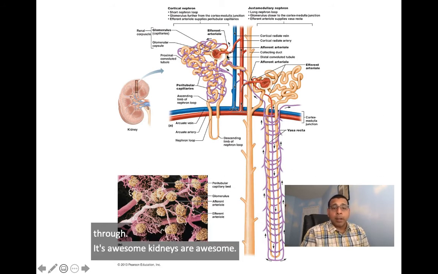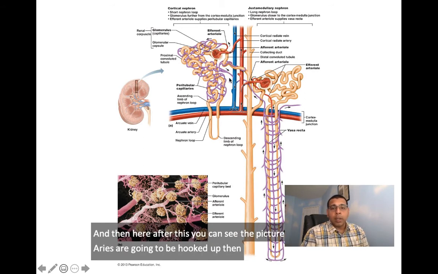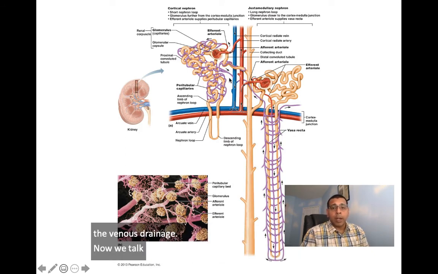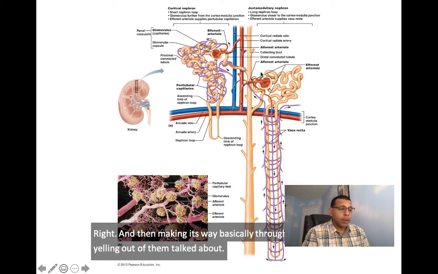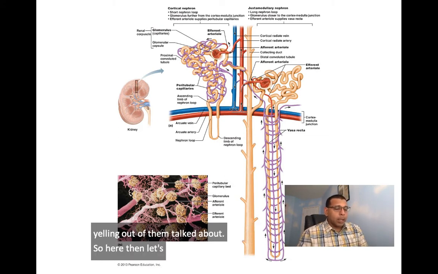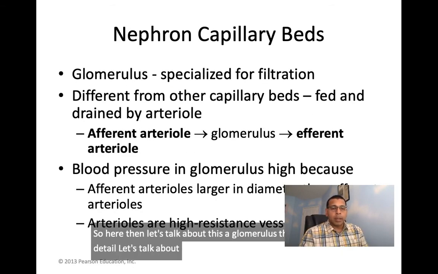And then after this, you can see the peritubular capillaries are hooked up to the venous drainage. When we talk venous drainage, we've got the cortical radiate vein, and then making its way through the arcuate and so on that we talked about. So here then, let's talk about this glomerulus in greater detail.